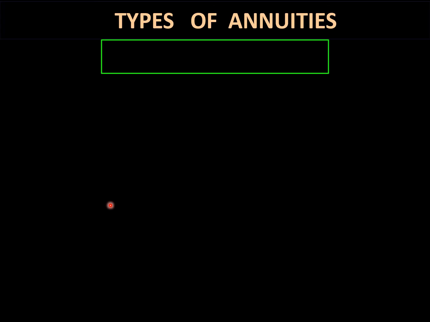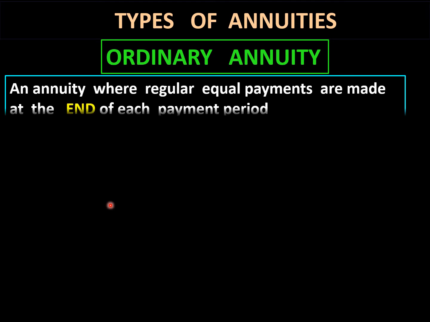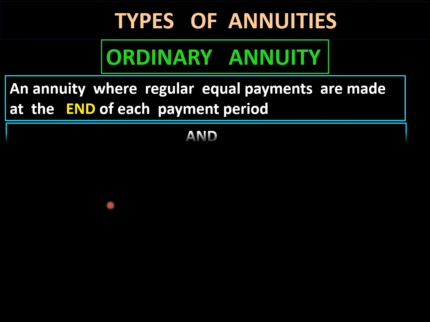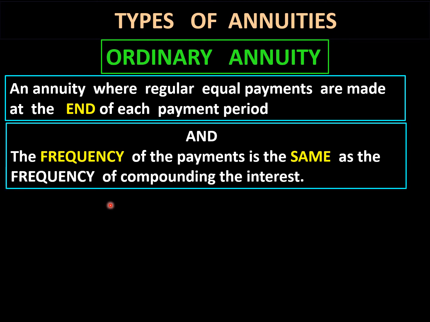There are 2 types of annuities. The first type of annuity is known as an ordinary annuity. Now, what is an ordinary annuity? It's an annuity where you have regular equal payments, and here it's ordinary because the payments are made at the end, and also the frequency has to be the same. So the payments need to be at the end and the frequency has to be the same.